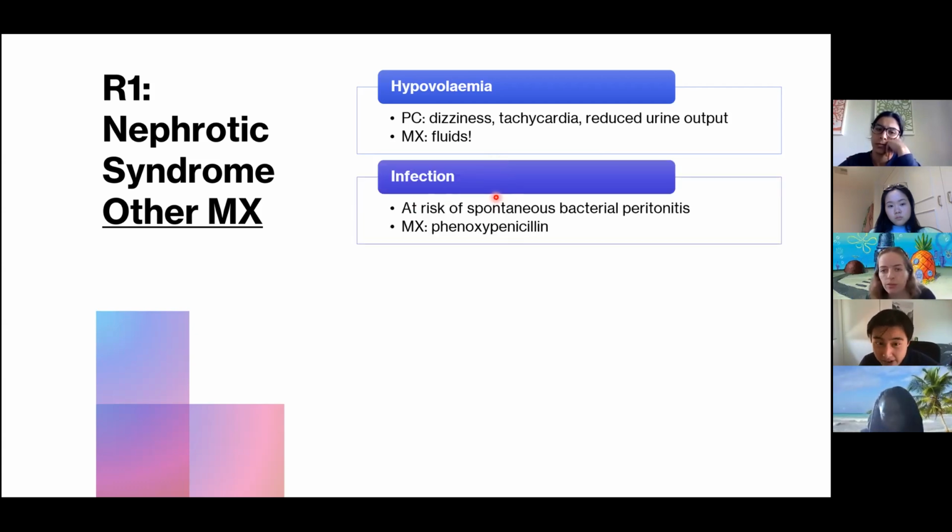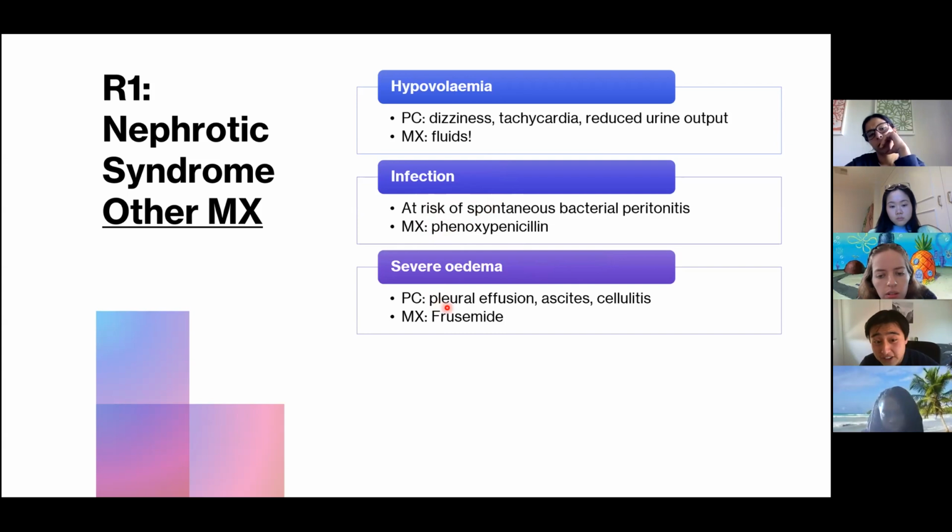Patients are also at risk of infection because the proteins that they are peeing out also include the immunoglobulins and the complements. So in patients who develop ascites or are immunocompromised, you want to consider giving them some antibiotic prophylaxis. For patients with severe edema, and I'm not just talking about the eyes and the feet, I'm talking about edema in the lungs, in the peritoneal space, or if it's so severe that it's causing cellulitis on the skin, then you want to give them furosemide. But otherwise, furosemide is not routine.